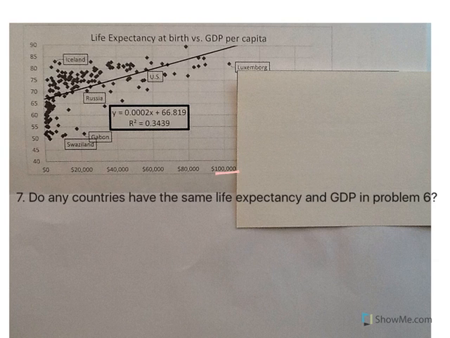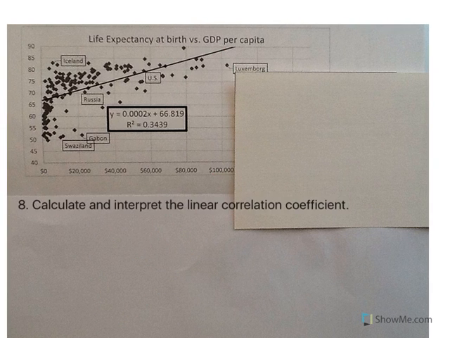So do any countries have that life expectancy and GDP? Well, the GDP here, here's the 100,000. 86 would be like right here. No, there are no countries. Luxembourg, these are the dots that are closest, but nobody has that. That's what's expected, but nobody is there.